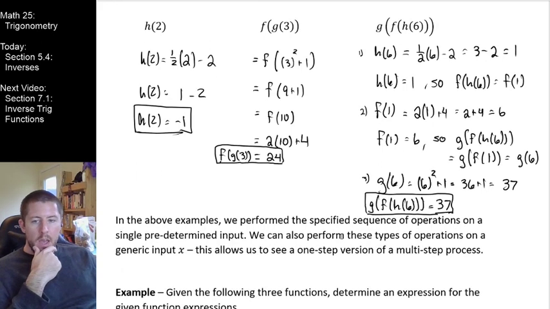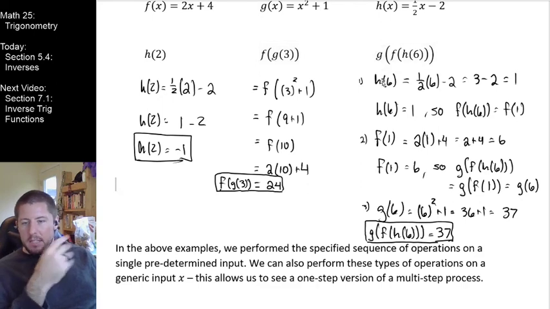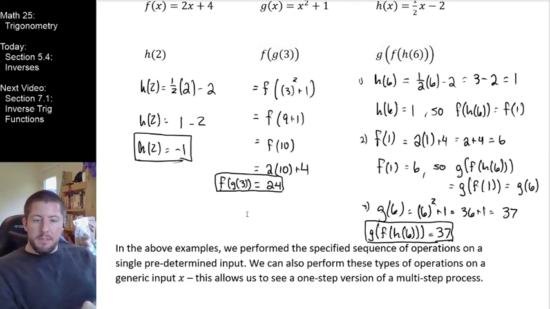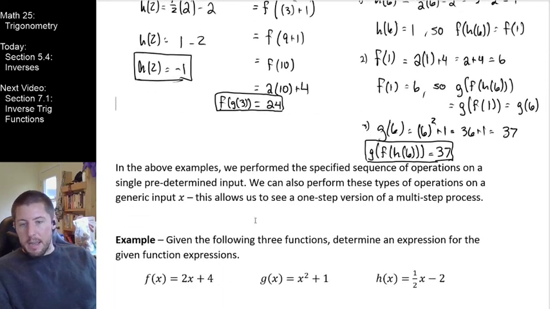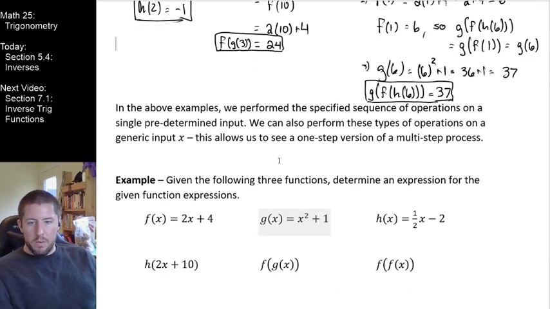Inside to outside. In the above examples, we performed the specified sequence of operations on a single predetermined input, like 2, like 3, like 6. That was our raw materials going in. We can also perform these same types of compositions of operations on a generic input x. What this is going to allow us to see is what it would look like from a multi-step process into being a single-step process. I know I'm going to have to give myself some more room for this guy.